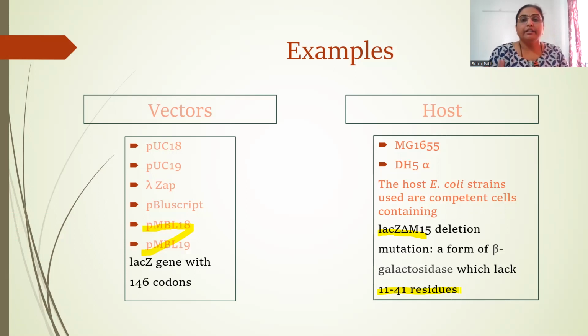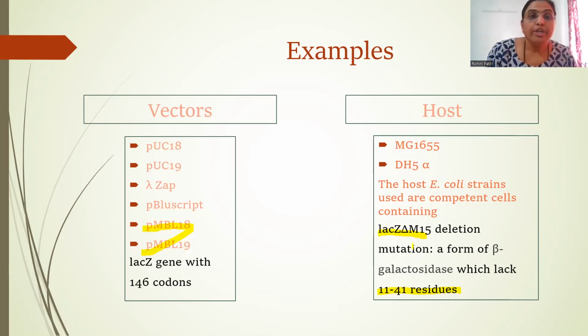In this way there is a host, and examples of the host are E. coli MG1655 and E. coli DH5 alpha. In E. coli DH5 alpha, this lacZ gene is constitutively expressed. The defective lacZ gene in the host is present over the genome.